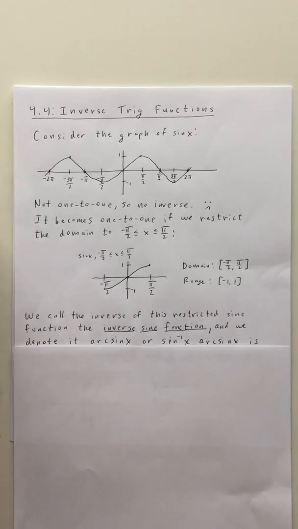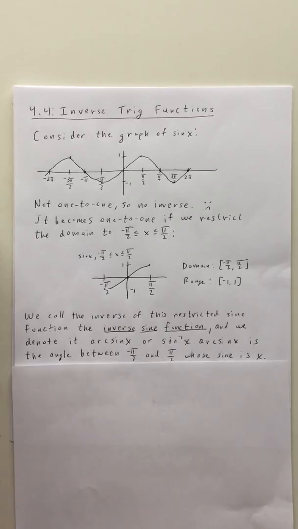We call this inverse of the restricted sine function the inverse sine function. We will denote the inverse sine function arc sine x, or sometimes you'll see sine to the minus 1 of x. I prefer arc sine x because sine to the minus 1 x is a little bit confusing. It almost seems like it could mean 1 over sine, or cosecant. The arc sine notation doesn't have any of that ambiguity. Thinking about what the inverse means, the arc sine of x is the angle between minus pi over 2 and pi over 2, because we restricted the domain of the original function, whose sine is x.